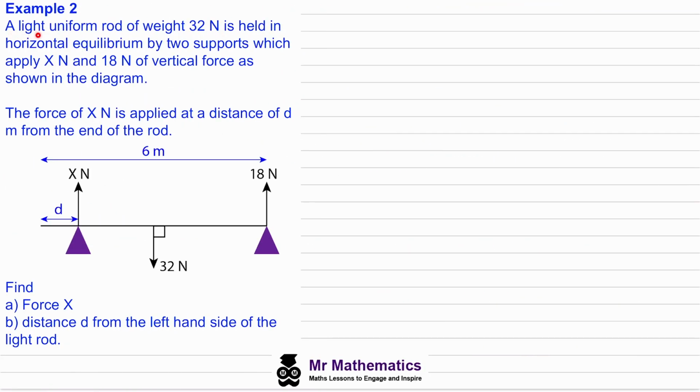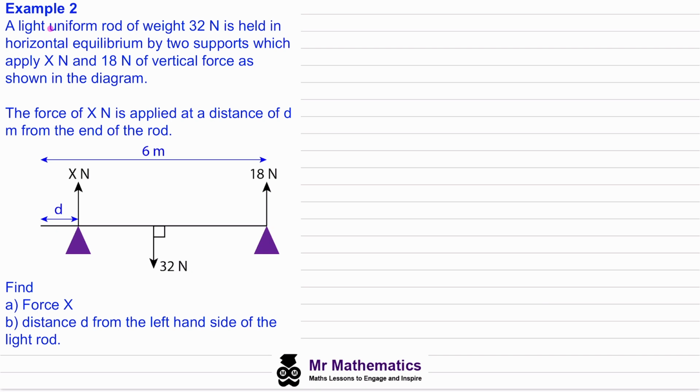Okay, so we're told that a light rod of weight 32 newtons is held in horizontal equilibrium by two supports, which apply X newtons and 18 newtons of vertical force, shown in the diagram. So we've got the X newtons here and the 18 newtons here. And the force of X newtons is applied at a distance of d from the end of the rod, and that's at this distance here. We will have to find the force X and then the distance d from the left-hand side of the rod, which is here.